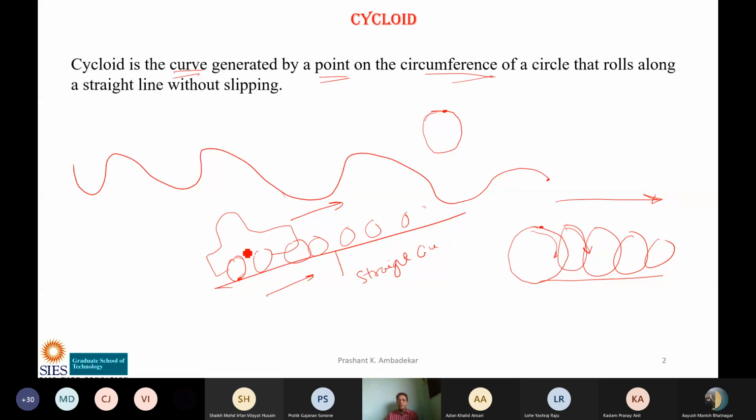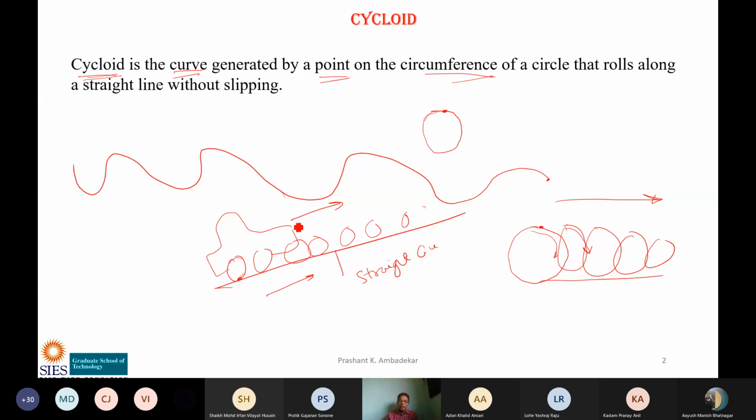That curve which is generated is called a cycloid. Is the meaning of the word cycloid clear to you? It is a curve which is generated by a point. And where is the point? It is on the circumference of the circle. And the circle is rolling along a straight line, and that too without slipping.